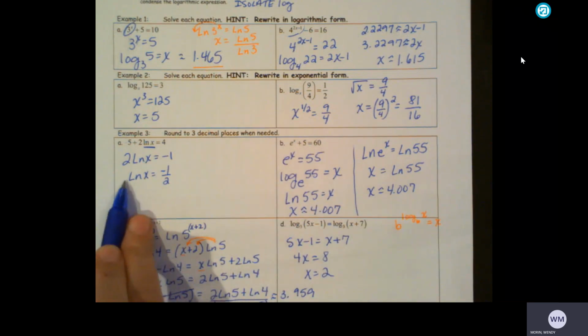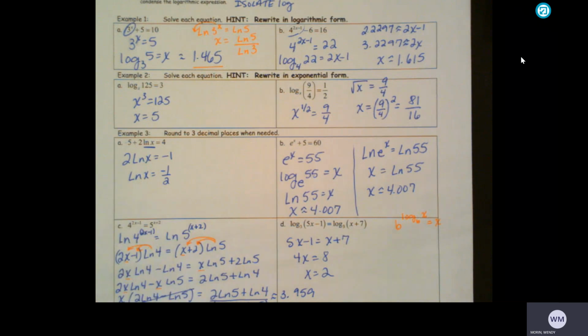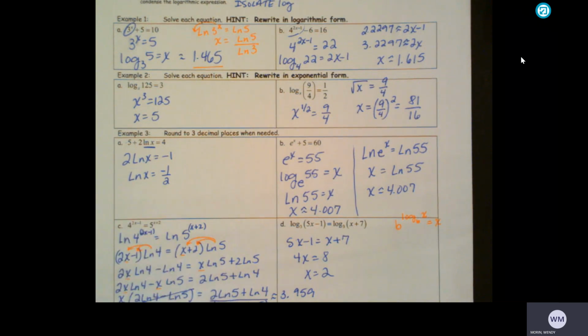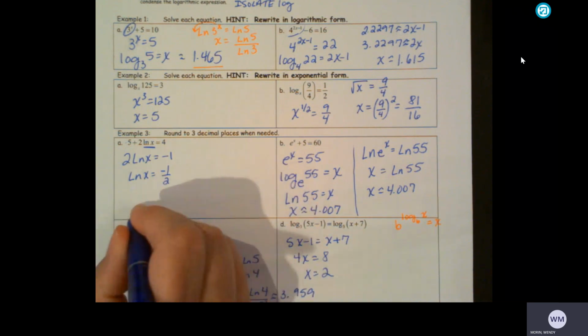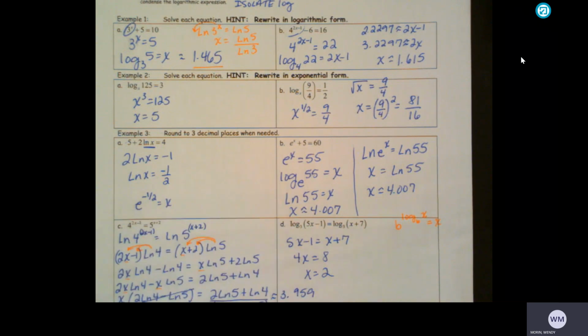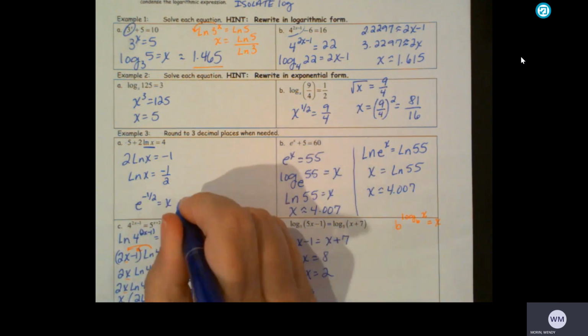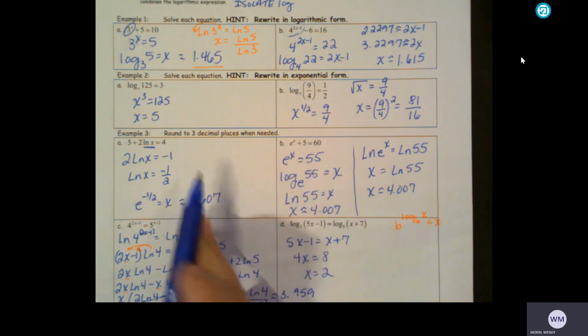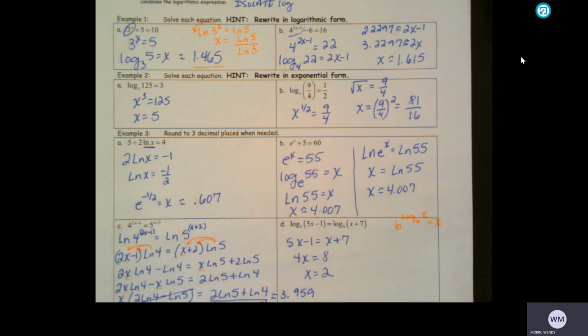Single logarithm, a 1 in the front. Remember, 1 in the front, otherwise you can't change to exponential form. Now we can change to exponential form, and you get e to the -1/2 equals x. If you type that into your calculator, that's approximately 0.607, round to 3 decimal places. Okay?